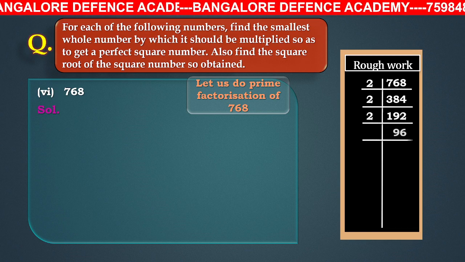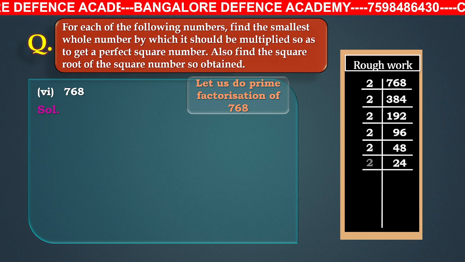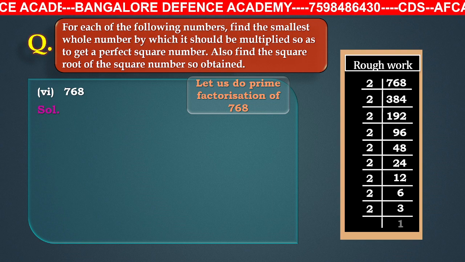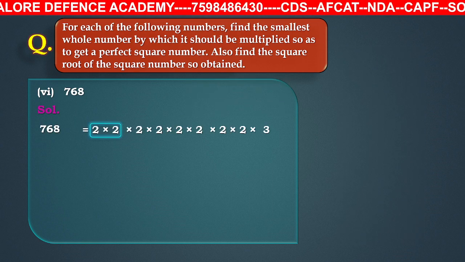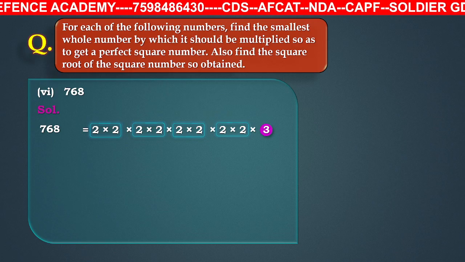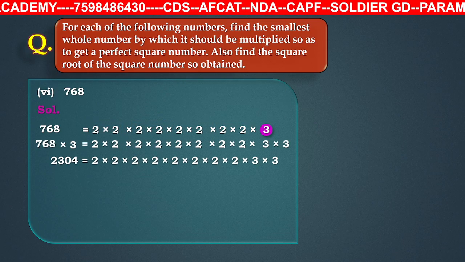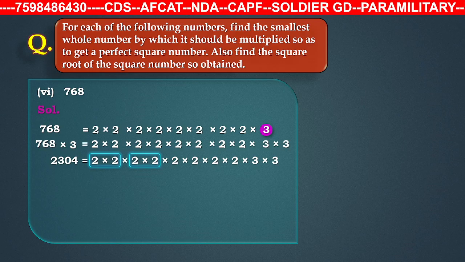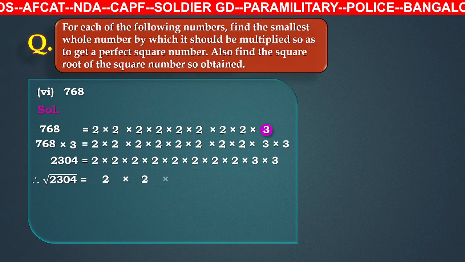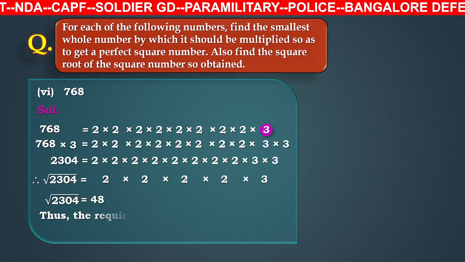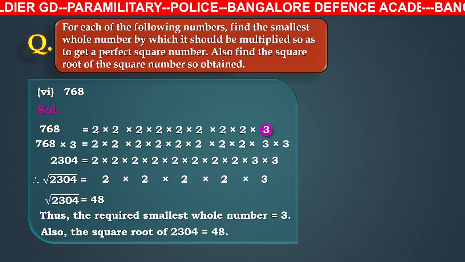So next you have 768. You can take the factors and you can see that one number, that is 3, has no pair. So multiply 3 on both sides, you get the answer as 2304. Now you have to find the square root of 2304. So the answer is 48. So this is how you are going to solve this kind of questions.